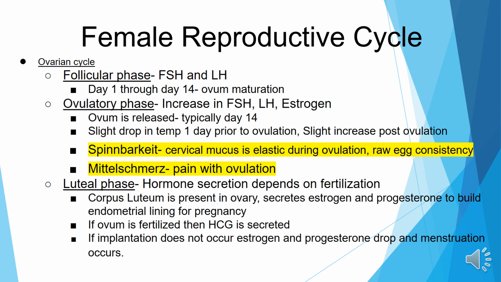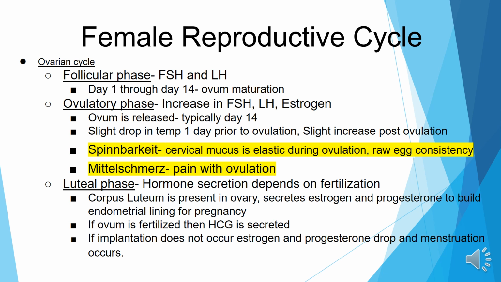And this is important to know in terms of education. There's a slight drop in mom's temperature 1 day prior to ovulation. And then there's a slight increase in mom's temperature consistently post-ovulation. So for people who are trying to track when they're going to ovulate, if they take their temperature at the same time every day, and they notice a trend down in their temp, they know that they may be ovulating at that time, and then an increase afterward gives you a good indication that you have already ovulated.